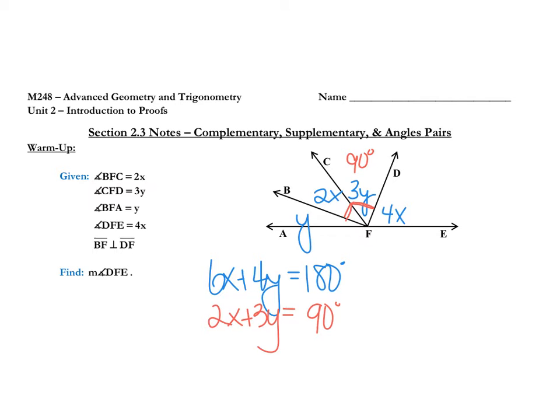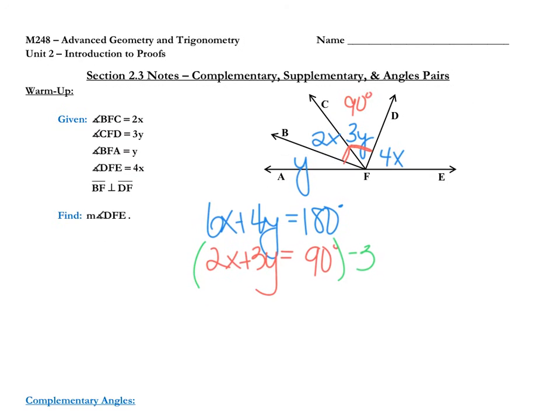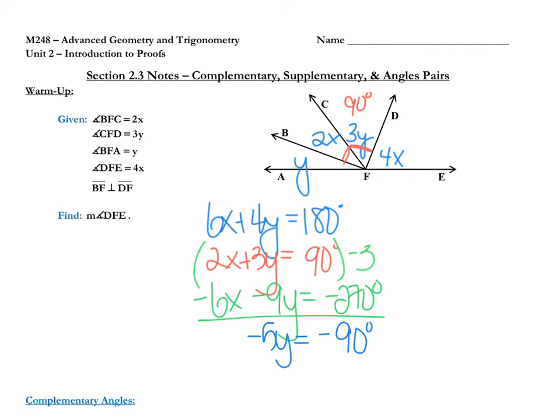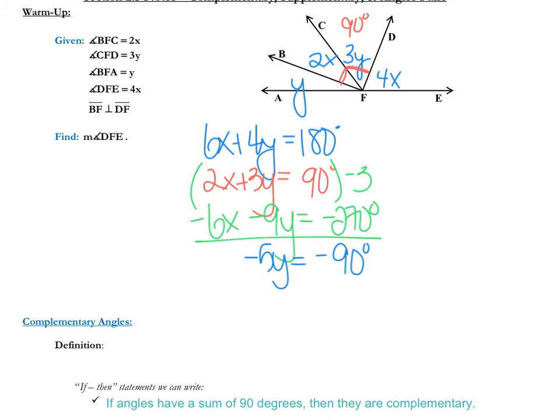So I'm going to multiply this bottom equation by -3. And that gives me -6x minus 9y equals -270. We add those two together and we get -5y equals -90. Then we divide to get y by itself. And we get y equals 18.